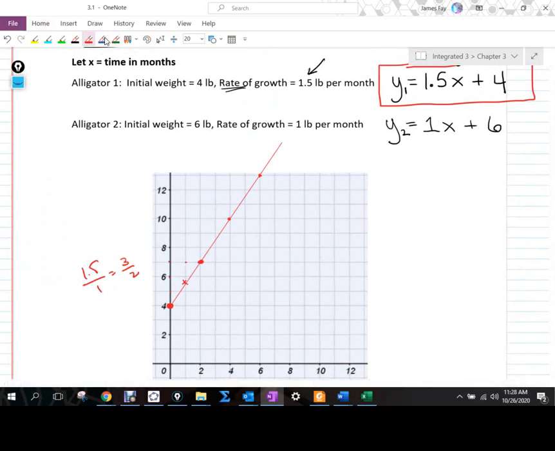Now the next one, my y-intercept there is going to be what? 6. And then from there, where are you going to go? Up 1 to the right 1, up 1 to the right 1. Keep doing that as many times as you need to.